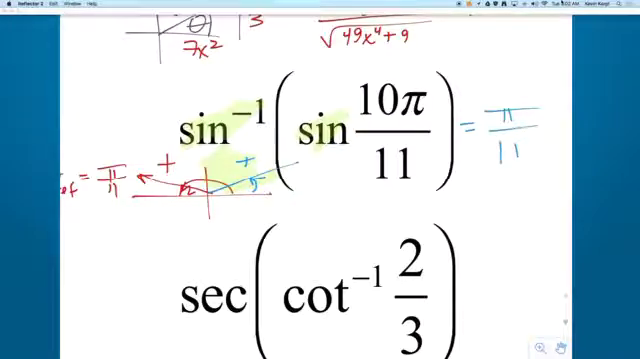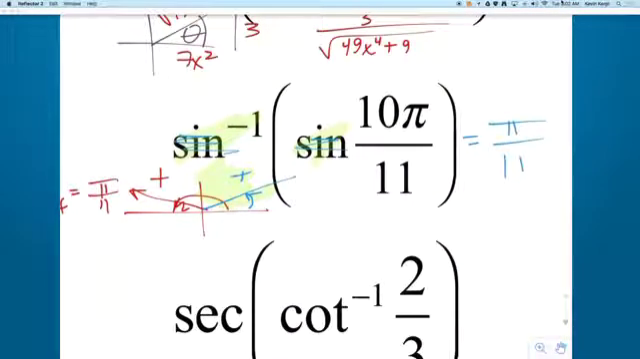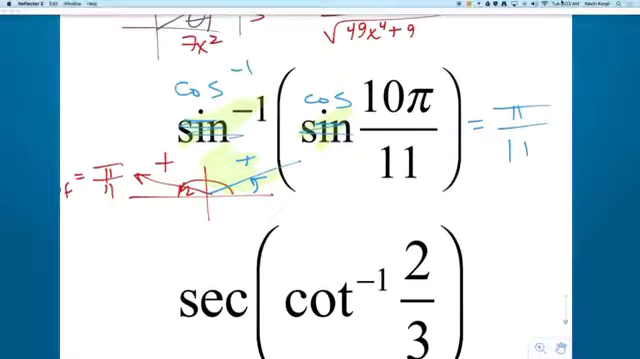Let's take this one here and just modify it. What if instead of inverse sine of sine, that had been inverse cosine of cosine? Would they just cancel now? Yes, because 10 pi 11ths does live in the PVR of arc cosine. So the answer would just be 10 pi 11ths.